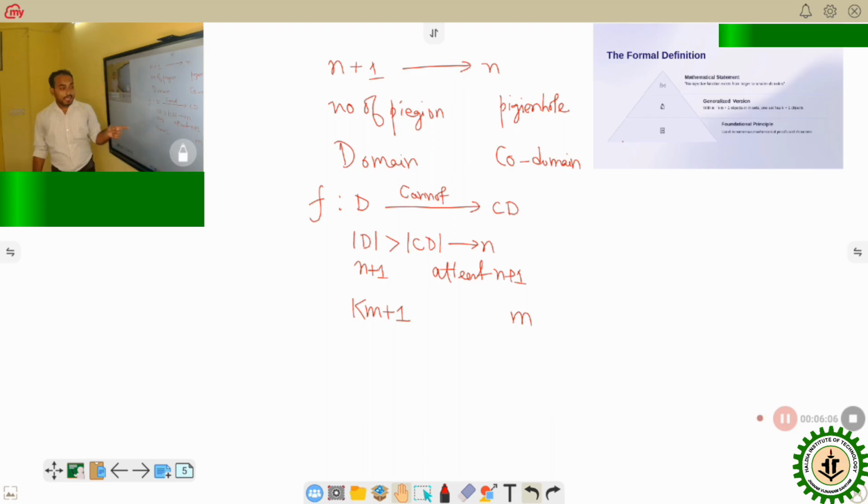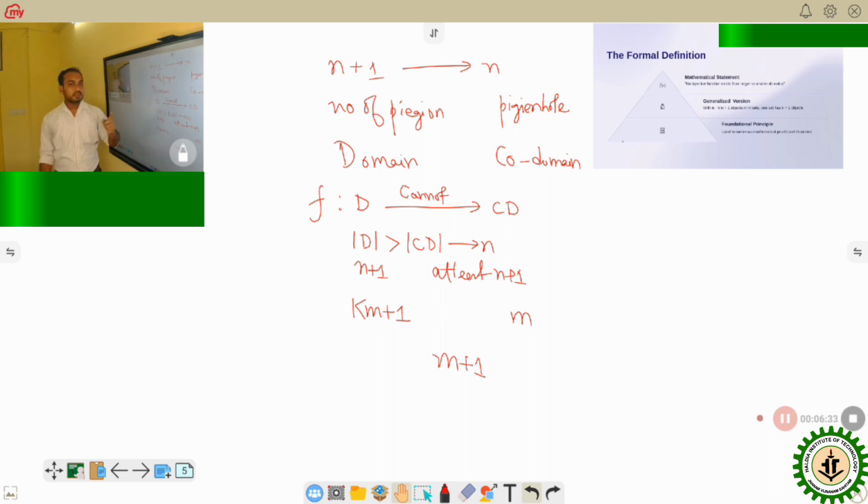So at least one of the pigeonholes should consist of m plus 1 pigeons. If you put k equal to 1, you see that it is m plus 1. So it is exactly equal to the number of pigeons in the formal definition of the pigeonhole principle, and n is the number of pigeonholes. Then you get at least m plus 1 pigeons in at least one of the pigeonholes.